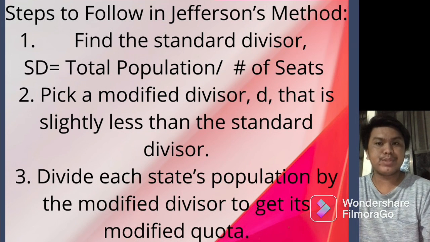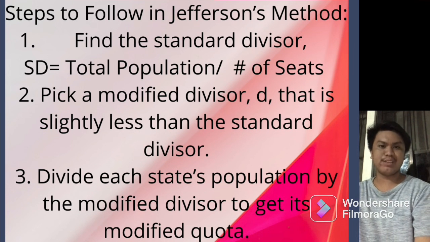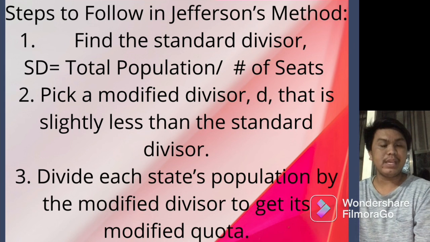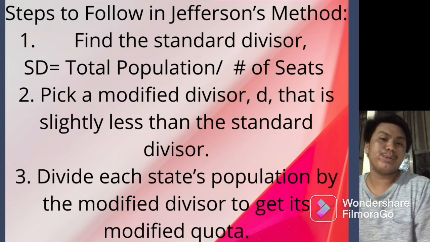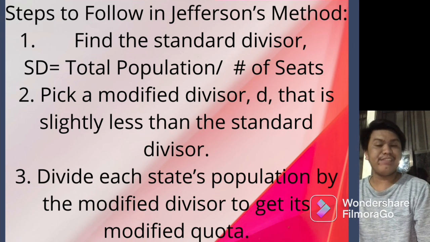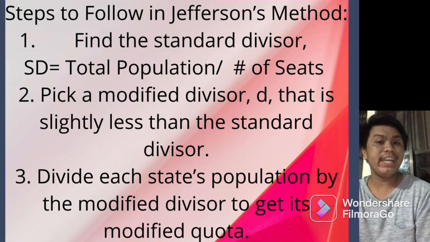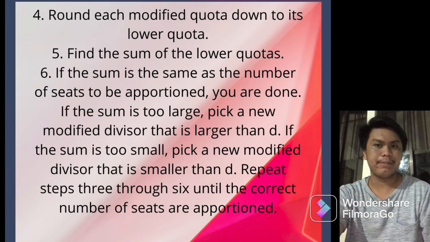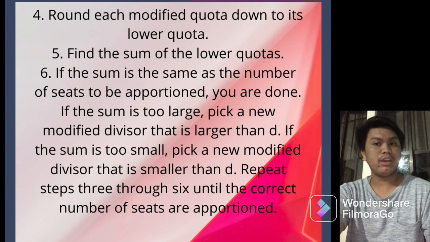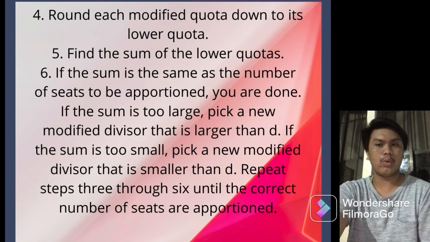Here are the 6 steps to follow in Jefferson's method. Number 1, find the standard divisor. The standard divisor is the total population divided by the number of seats. Number 2, pick a modified divisor, represented by small letter d, that is slightly less than the standard divisor. Number 3, divide each state's population by the modified divisor to get its modified quota. Number 4, round each modified quota down to its lower quota. Number 5, find the sum of the lower quotas.